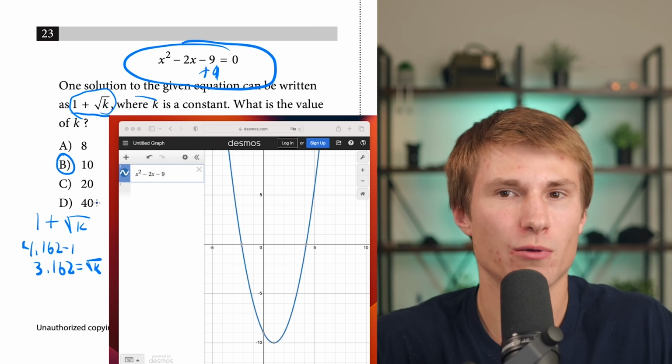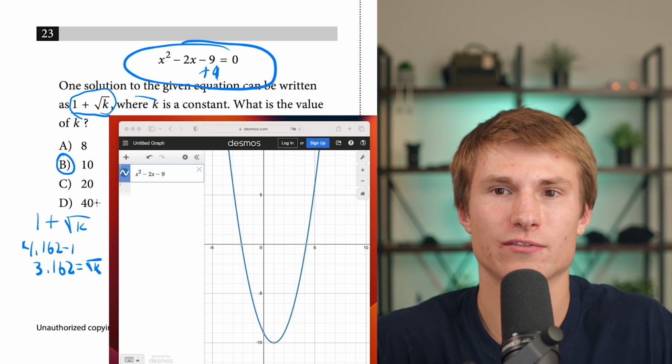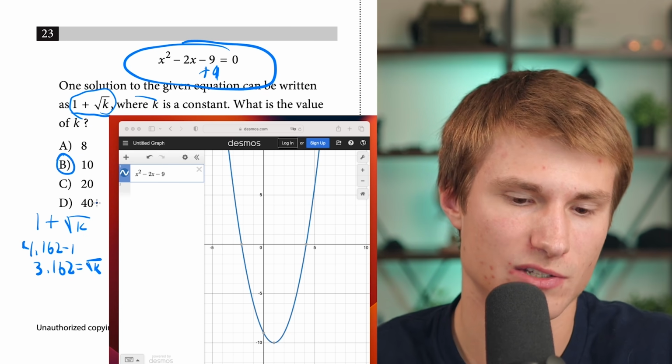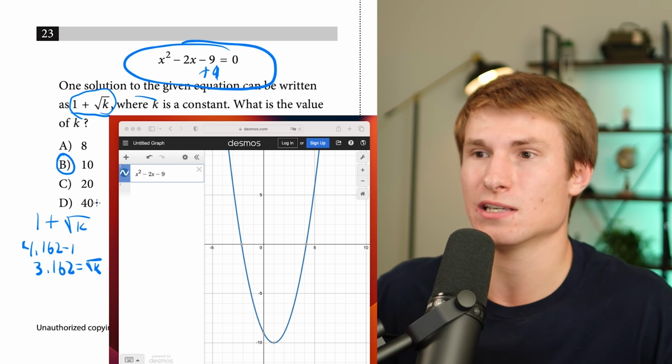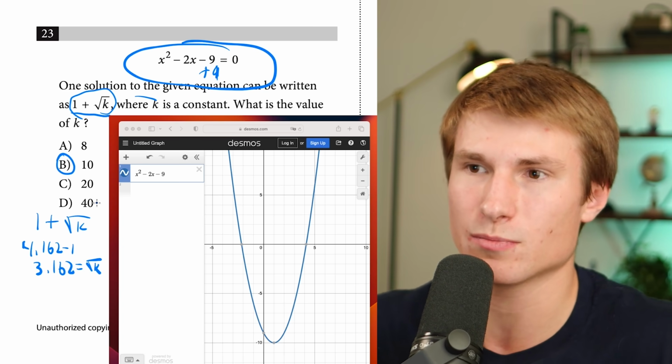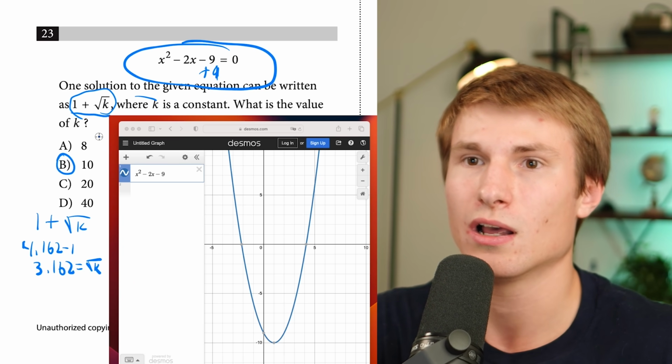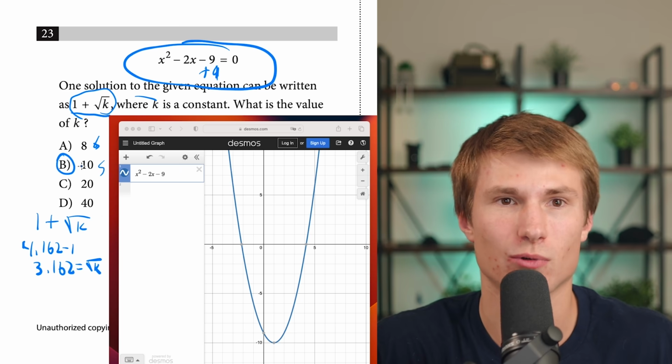So I see 3.162. I know that 9, if I take the square root of that, it's 3. I go up 1, I take the square root of 10, and I get 3.162. So that's how you can finesse this, even if it's not multiple choice. Obviously, since it's multiple choice, you could just plug in the 8, the 10, the 20, and see which one works, and you'd get 10.